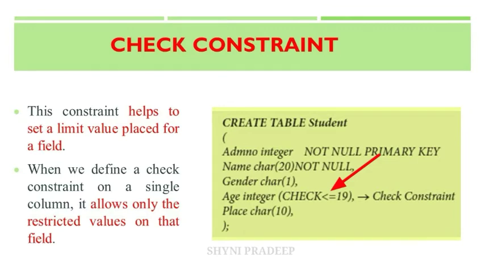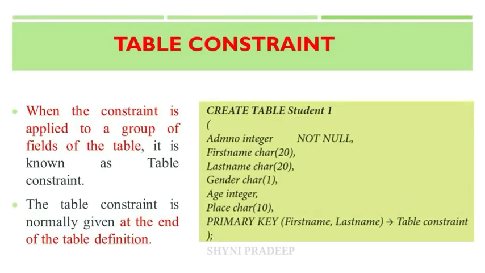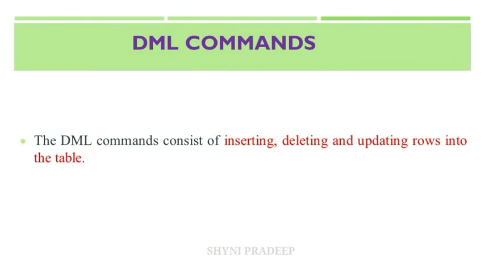Okay. See another constraint, the table constraint. When a constraint is applied to a group of fields of the table, it is known as a table constraint. The table constraint is normally given at the end of the table definition. See this example. Here two fields, first name and last name, are defined as the primary key, which is a table constraint. See here, the table constraint is given at the end of the table definition: first name, last name.